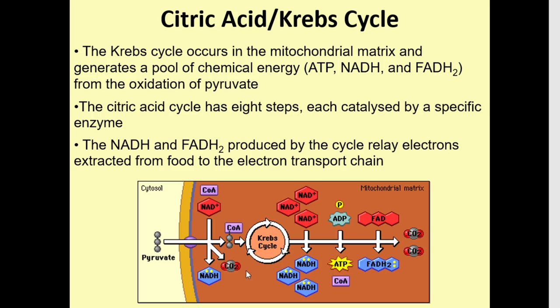And remember, this is just following one pyruvate. So for one pyruvate, we get 3 NADHs, 1 ATP, and 1 FADH2. But remember, we get 2 pyruvates from our original glucose molecule. So the Krebs cycle in total will produce 6 NADHs, 2 ATPs, and 2 FADH2s, and then 4 carbon dioxide molecules as waste. And then that will basically enable us to move on to the final stage.